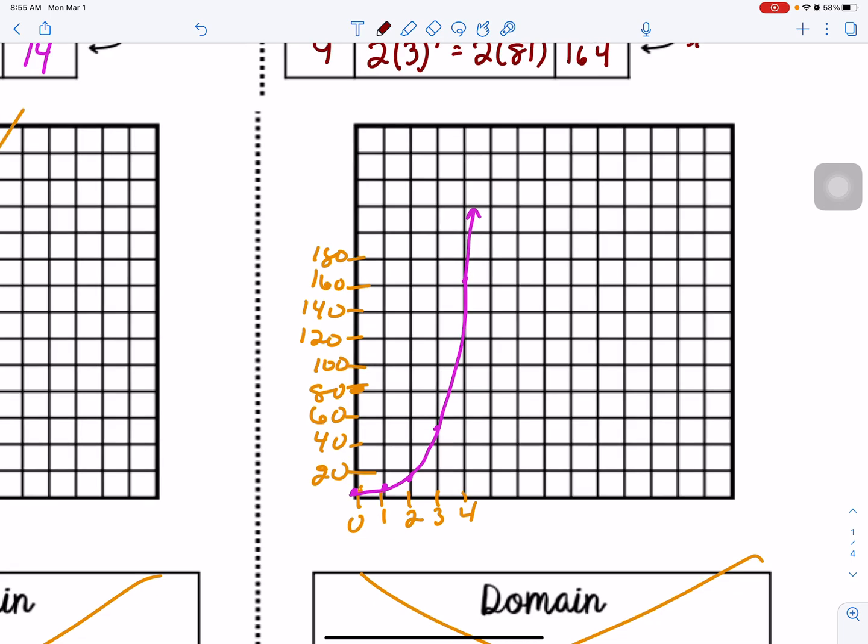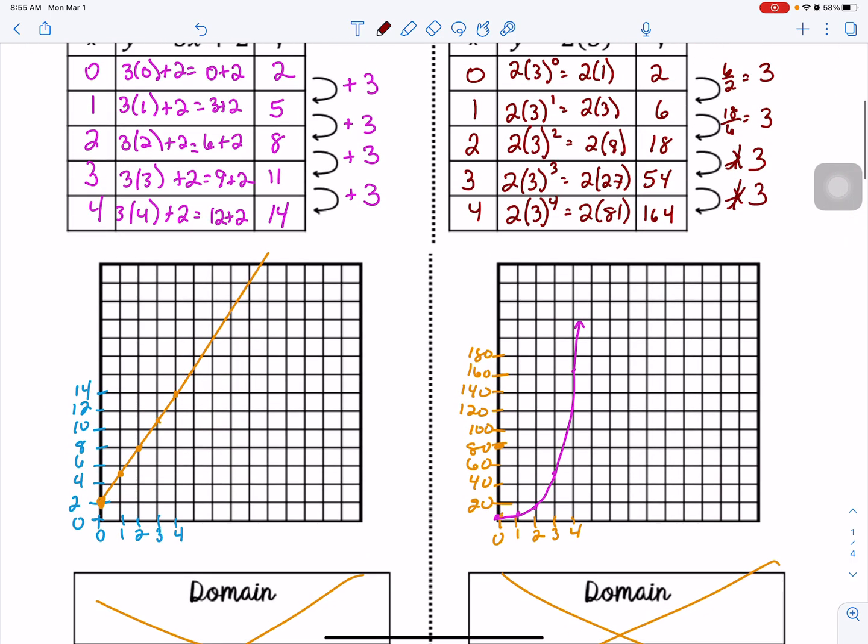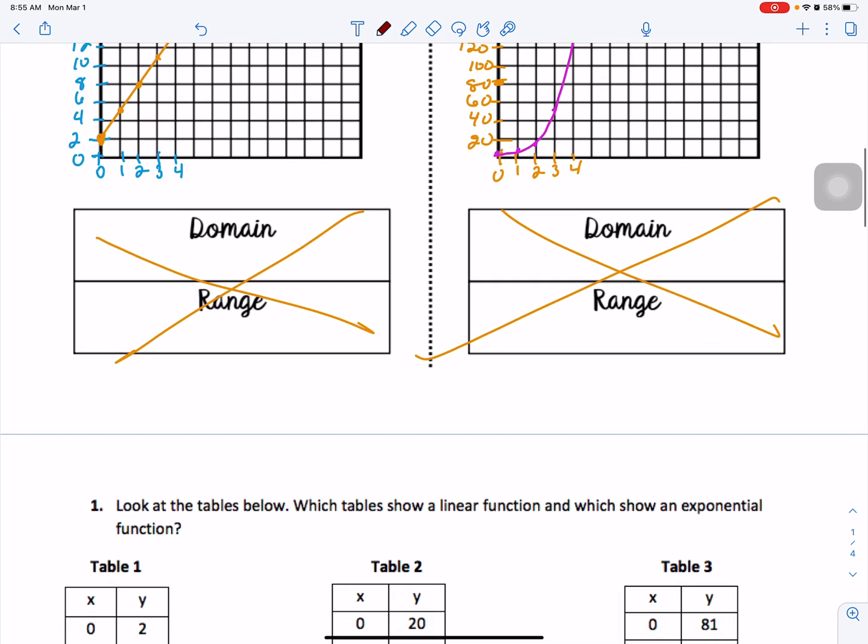When we're looking at these, I'm only going to give you the option of linear or exponential. I'm not going to throw in another. That would just be confusing. We're not going to worry about domain and range at this point. You will be looking at that more next year.